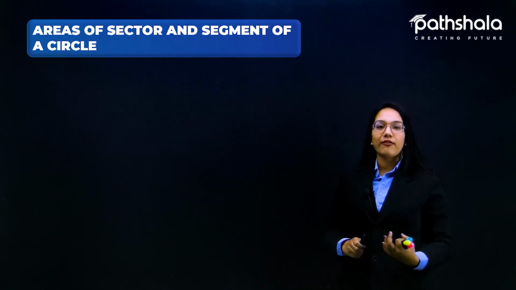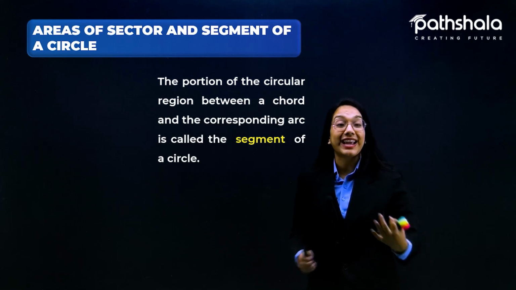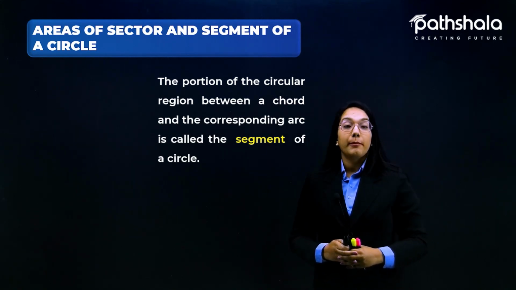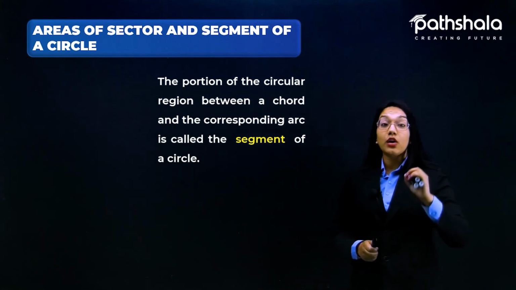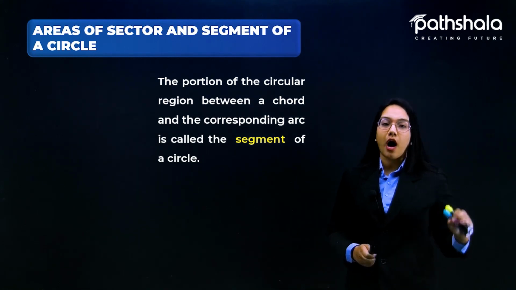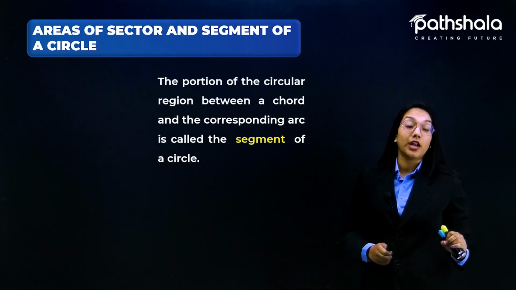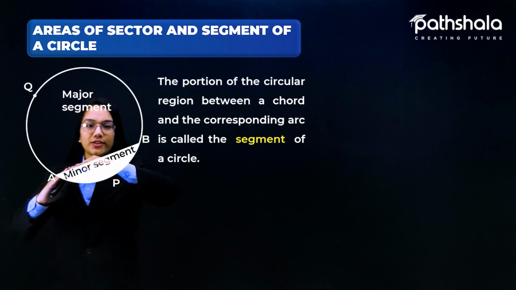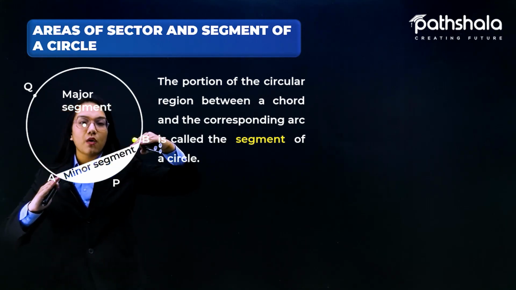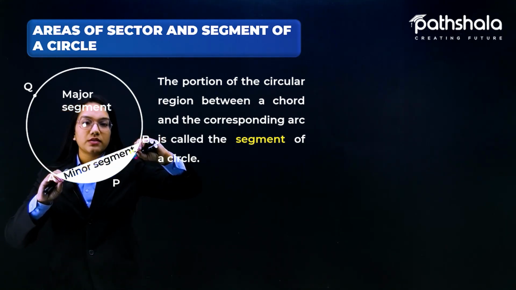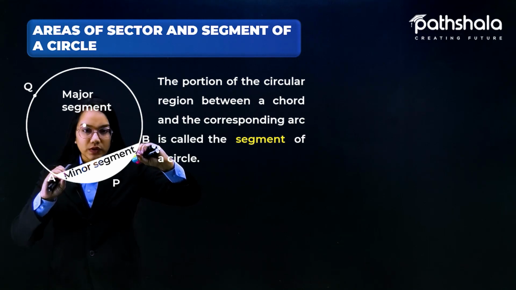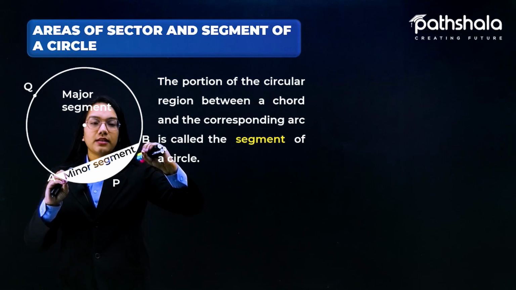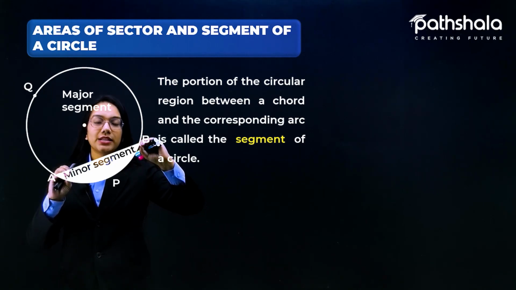Now in the same way, let's move on towards the segment. What is the meaning of a segment? The portion of the circular region which is between a chord and the corresponding arc is called a segment of a circle. Let us take this particular figure. This is my chord. As you can see, AB is a chord which intersects this circle at only these two points, A and B, and thus it is called a chord.